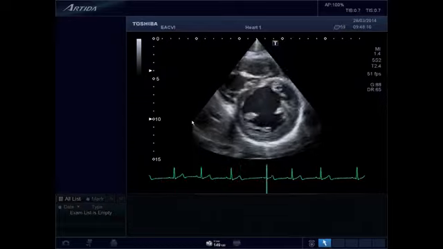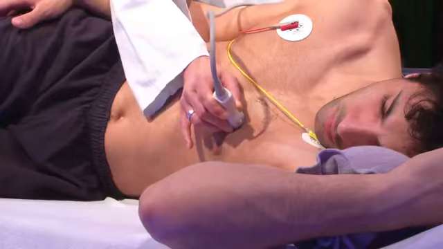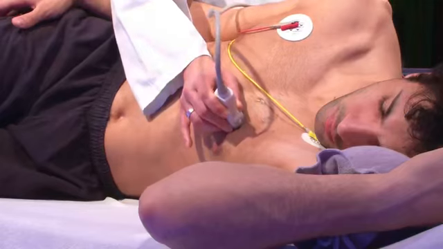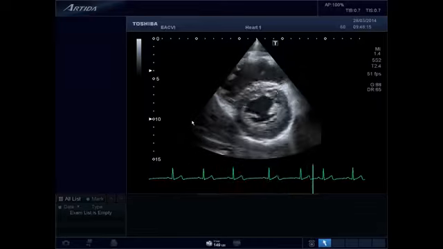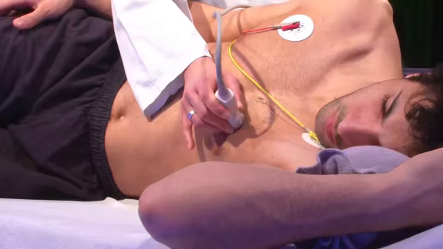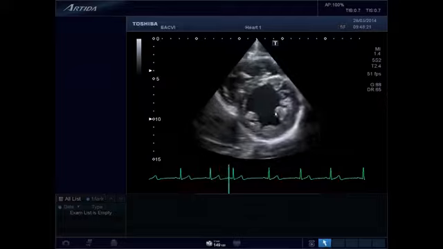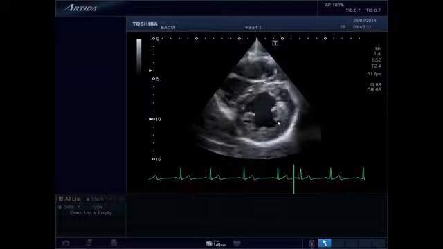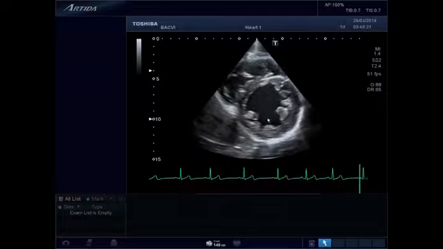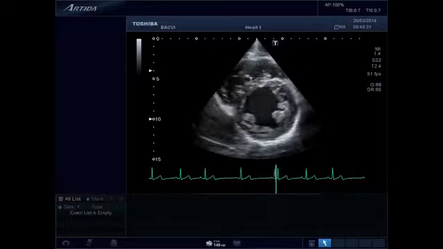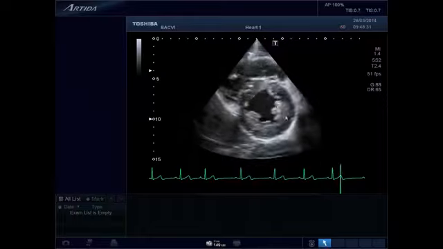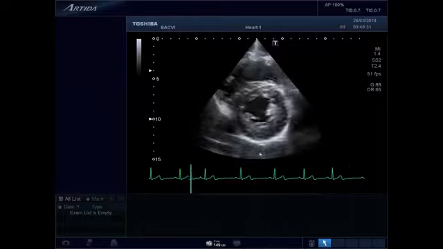Now I will move a little bit more toward the apex, and just by tilting a little bit my transducer, I will see the short axis view at the level of the papillary muscles. You can see the papillary muscles here, and I will appreciate the wall motion of all the left ventricular wall.